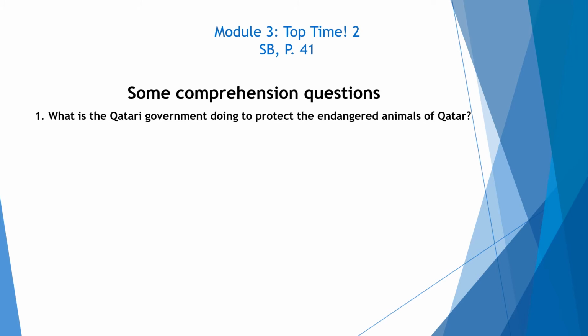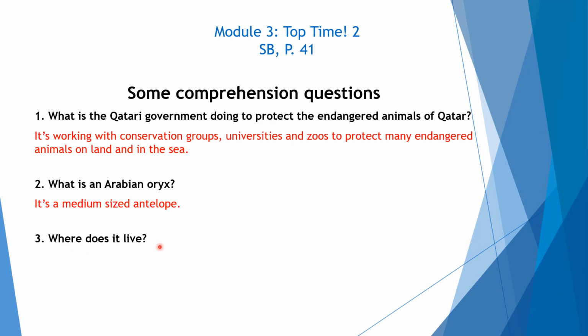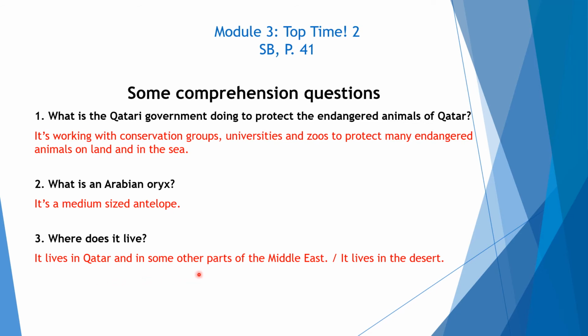Number 1. What is the Qatari government doing to protect the endangered animals of Qatar? It's working with conservation groups, universities, and zoos to protect many endangered animals on land and in the sea. 2. What is an Arabian oryx? It's a medium-sized antelope. 3. Where does it live? It lives in Qatar and in some other parts of the Middle East, or it lives in the desert. 4. What does it eat? It mainly eats grass, but it also eats leaves and fruit.